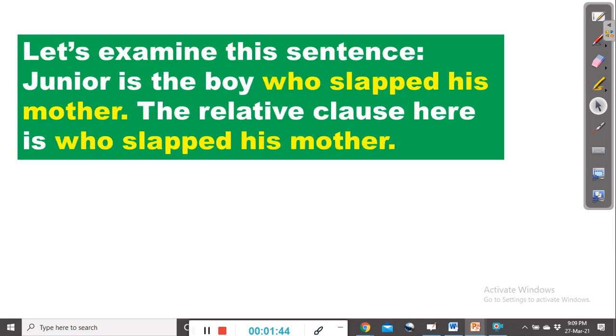Now let's examine this sentence. If we look at this quite critically, then we'll be able to look at it. Junior is the boy who slapped his mother. Now, the relative clause here is who slapped his mother.